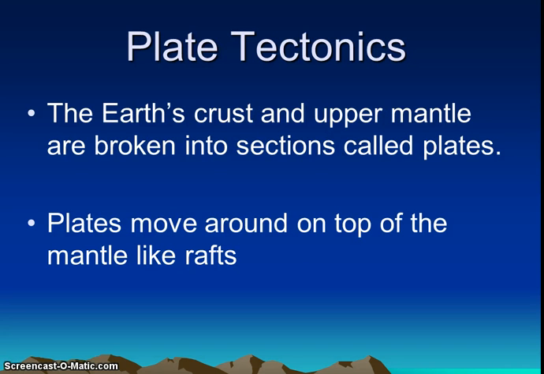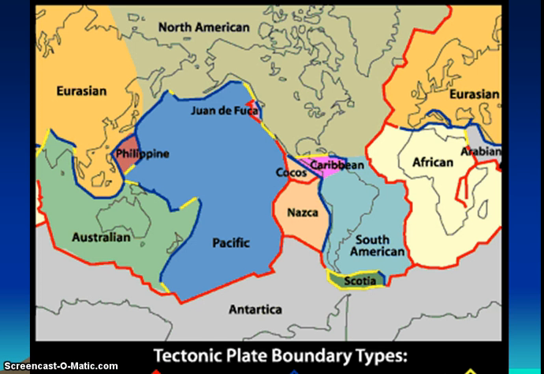Plate tectonics. The Earth's crust and upper mantle are broken into sections called plates. Plates move around on top of the mantle like rafts. This is a map of the tectonic plates believed to exist as we know it today. You see the blue one in the middle is the Pacific Plate, where 75% of all earthquakes and volcanoes occur.